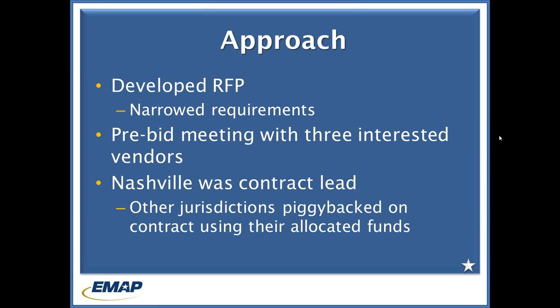So with all that said, we had a pre-bid meeting with actually 3 of the interested vendors that read the business opportunity bulletin, and one of the 3 was awarded the contract. The other jurisdictions within our UASI, the other 6 counties, did what we call piggybacking on our contract, but they used their allotment of funds, which was $30,000 each. That way they didn't have to redo contracts and go through that whole process. They could simply use the language and the scope of services in Nashville.